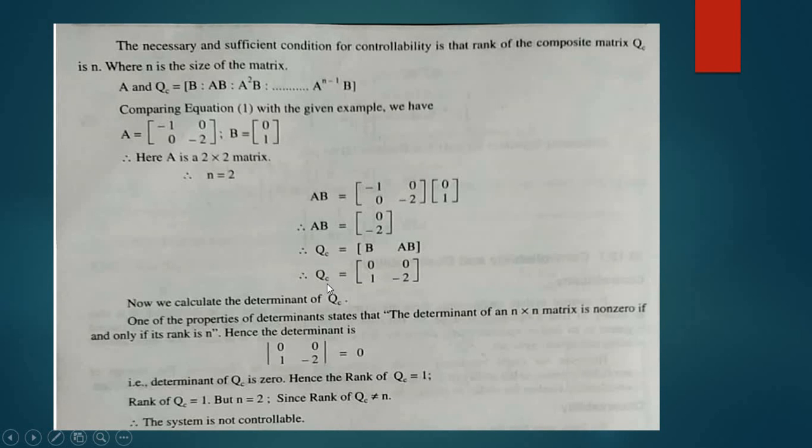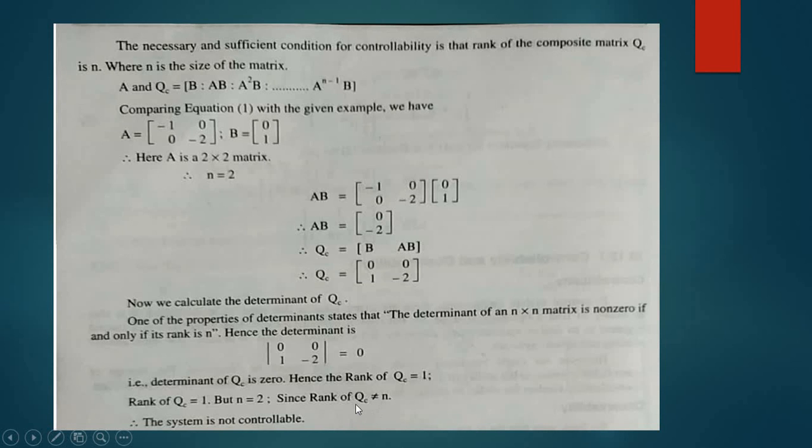What is rank? The determinant of QC is 1, and n is 2, since it is a 2 by 2 matrix. So the rank of QC is not equal to n. Therefore the system is not controllable. To get a controllable system, we should have rank of QC equal to n.